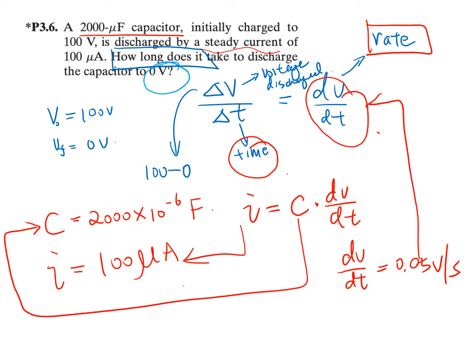Now we found this value, we substitute it back to this equation. We know delta V is 100 minus 0, that's 100, so delta T is equal to 100 over 0.05, that's 2000 seconds.